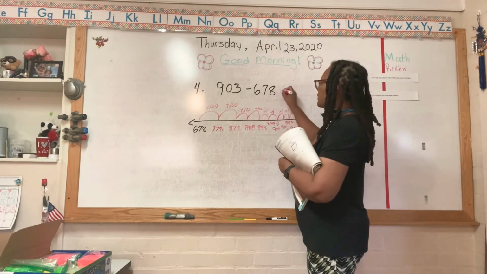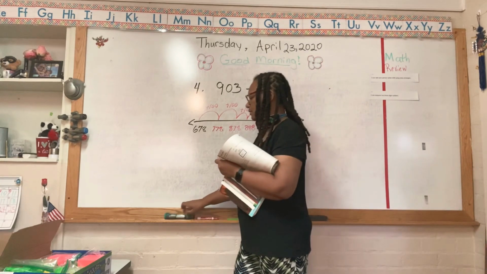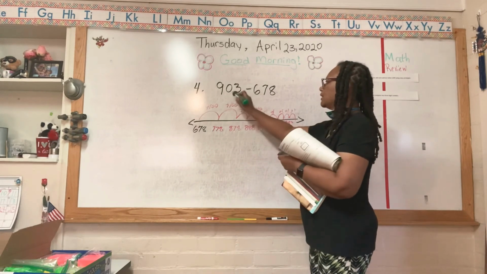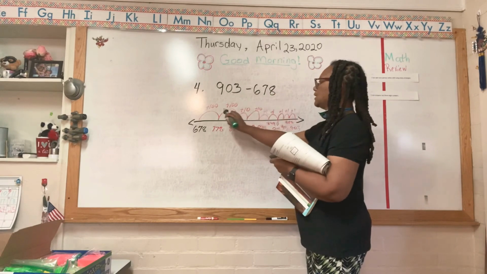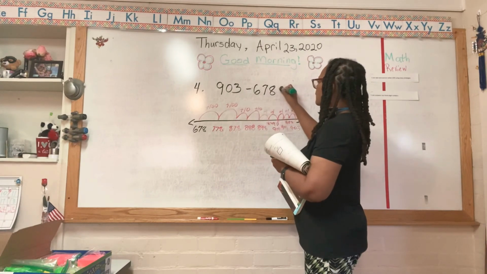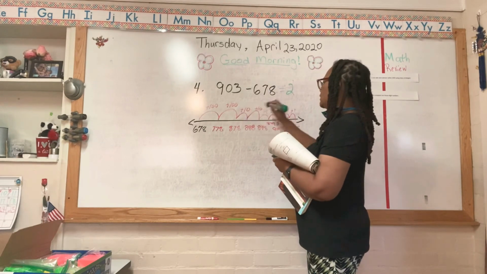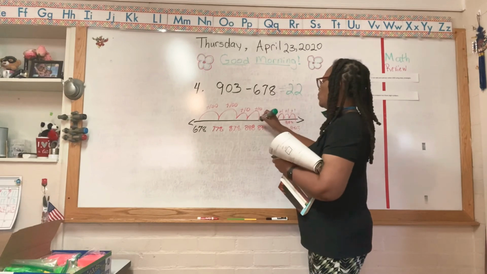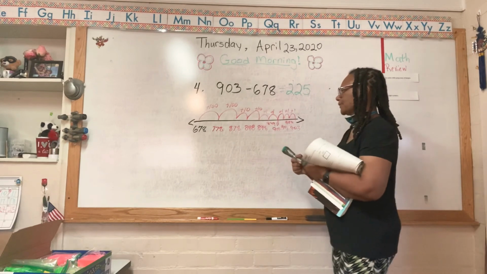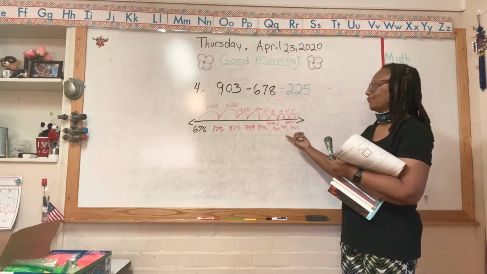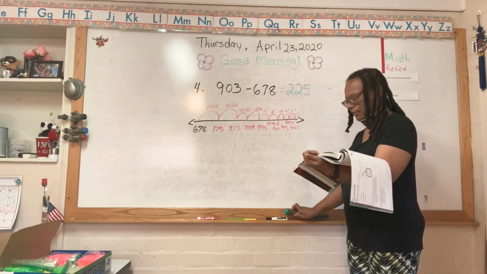Let's count this up. Oh, my marker is drying up. 903 minus 678 is, let's see how many hundreds. We have 2 hundreds, 10, 20, 2 tens, 1, 2, 3, 4, 5, 5 ones. All right.